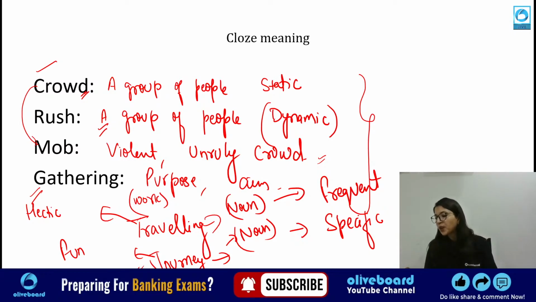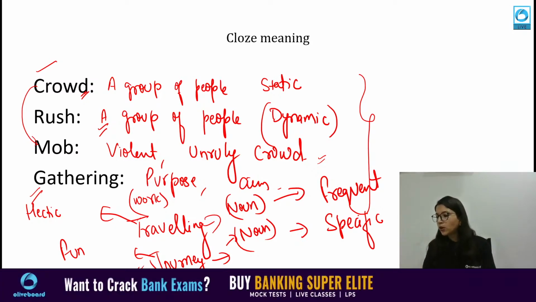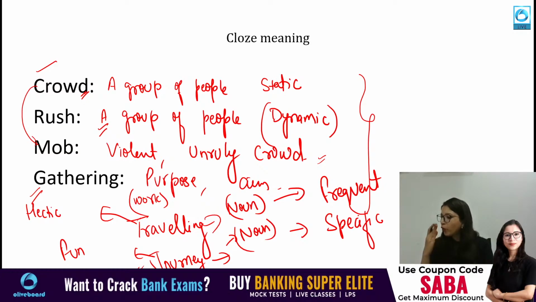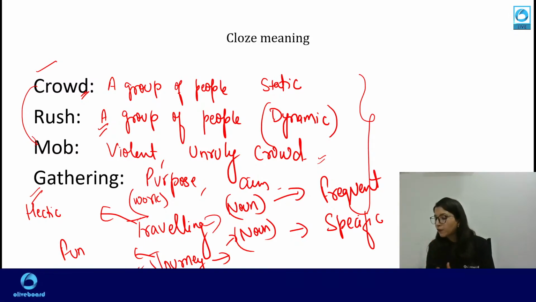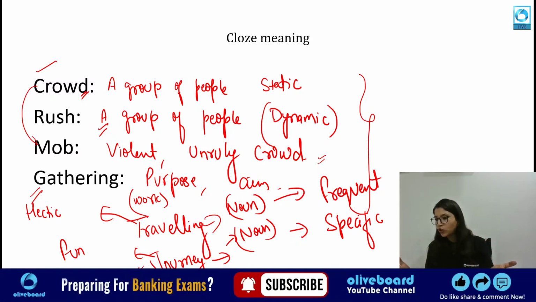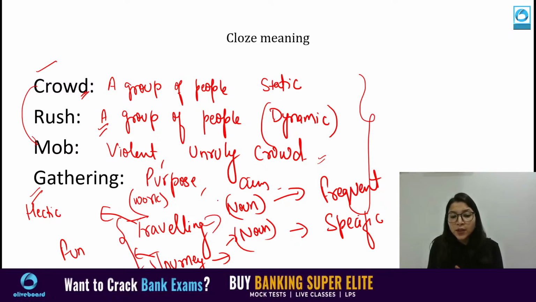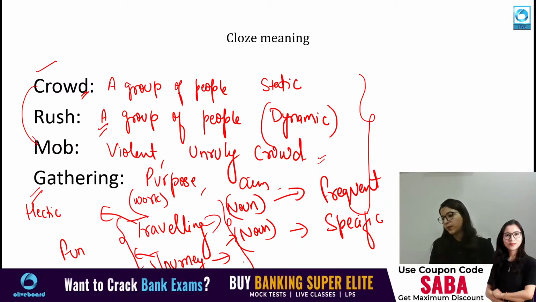Like some people, some students say, ma'am, traveling is for short distance, journey for long distance. No, traveling can also be for long distance. Like job related, if from Delhi I have to come to Bangalore for my work, so that is traveling. But if I come to Bangalore with my family to have fun and adventure, to spend my vacation, so that is my journey. So these minute differences, you will have to see in the closed test.